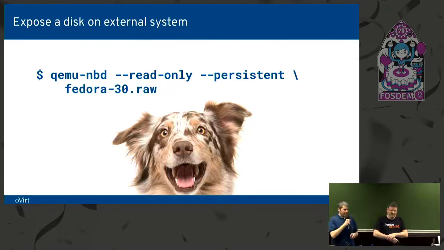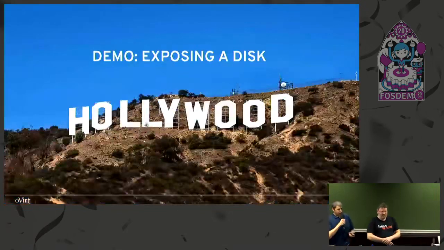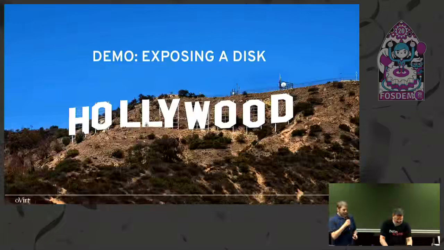Next, expose the disk on external system. How do we do it? qemu-nbd is your best friend there. Simple command line. You can expose the image we created before. Now we need to test if what we exposed actually worked. We use qemu-img info on the NBD URL, and you can see that we have some info on the image, so the image was exposed correctly. Okay, let's show a demo, movie time.